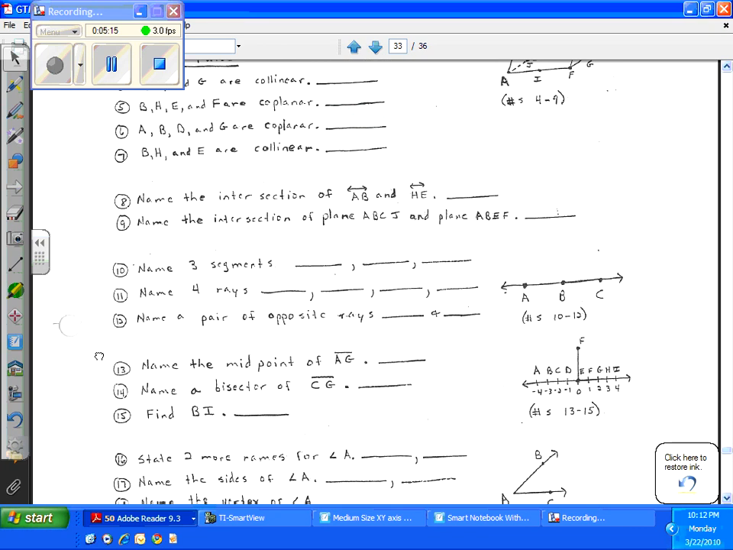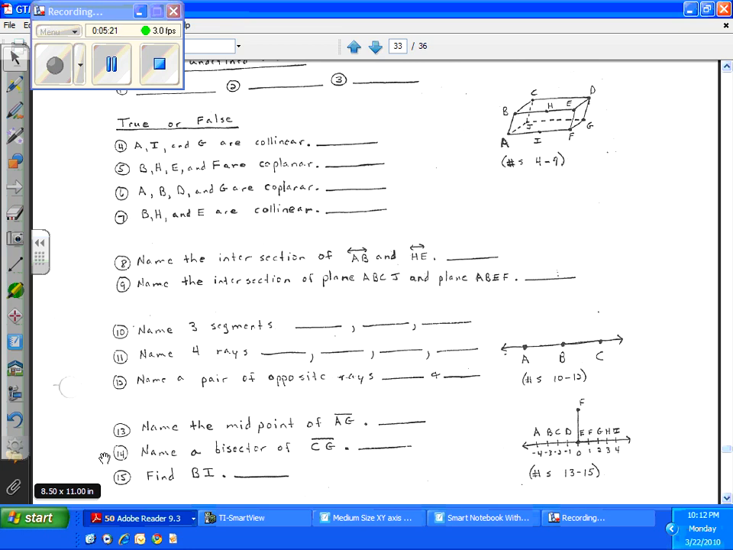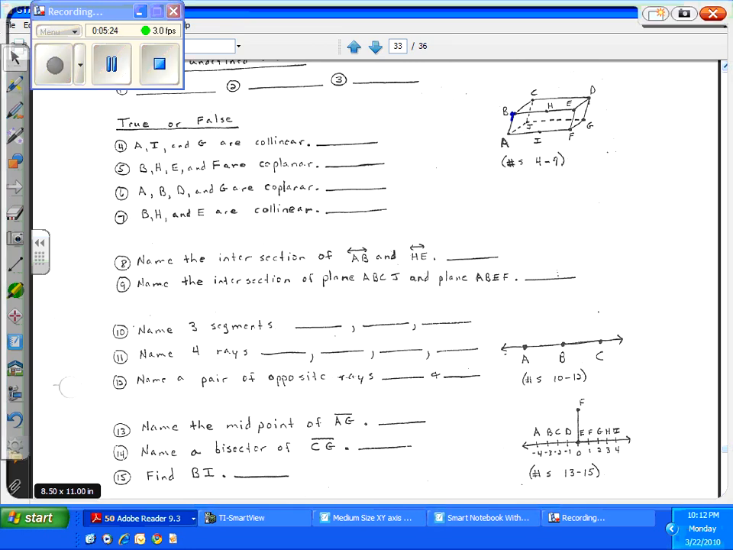Question number 8 says, name the intersection of line AB and line HE. And remember, I would have students that would say line AB and they would draw it like this. And then they would say line HE and they would draw it like that. And they would say, well, they don't even hit. But it didn't say segment AB and segment HE. It said line AB, which goes indefinitely through A and B, and line HE, which goes indefinitely through H and E. And when we consider that they go infinitely, we can see that the point in which they intersect is point B.